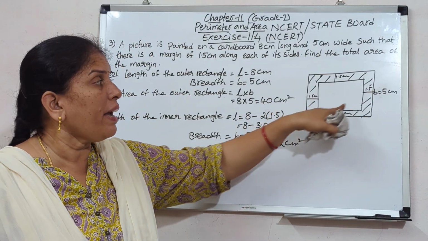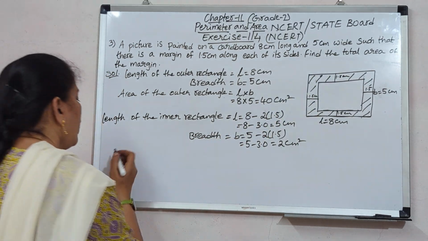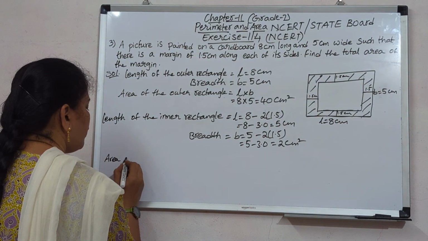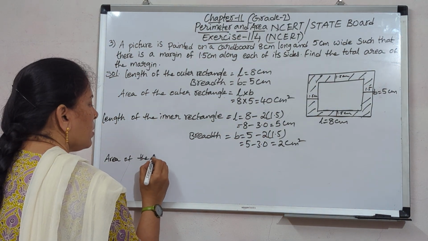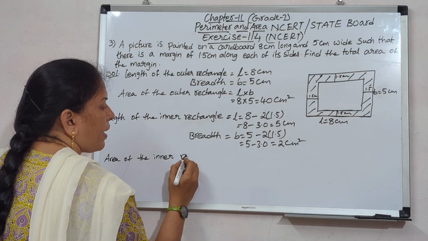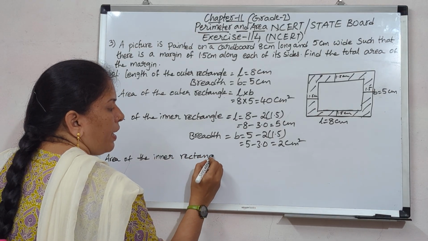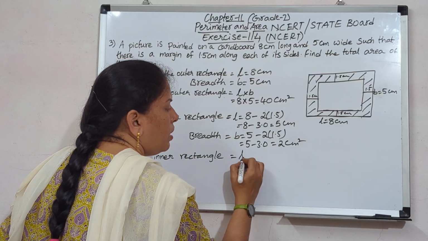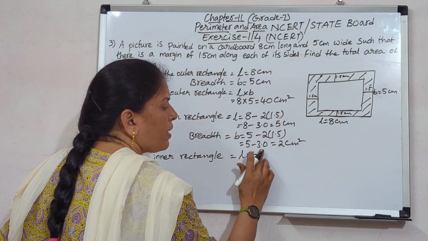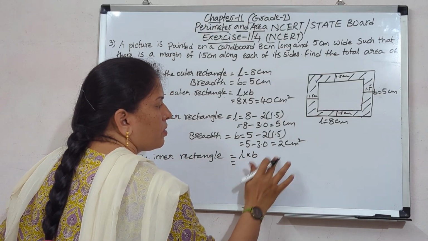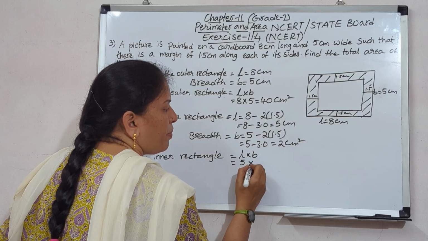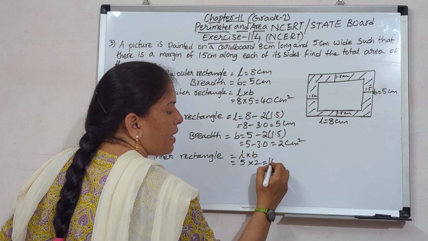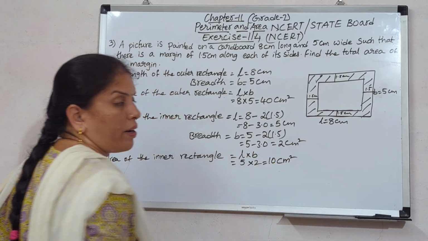We will find the area of the inner rectangle. Area of the inner rectangle is equal to length into breadth. What is the length here? 5. Breadth is 2. 5 times 2 is 10 square centimeters.